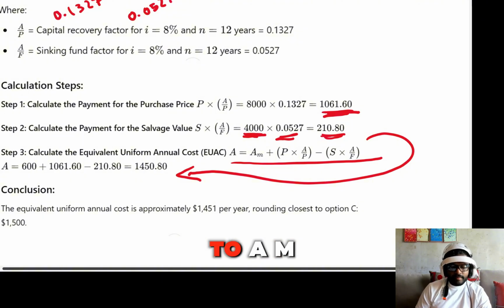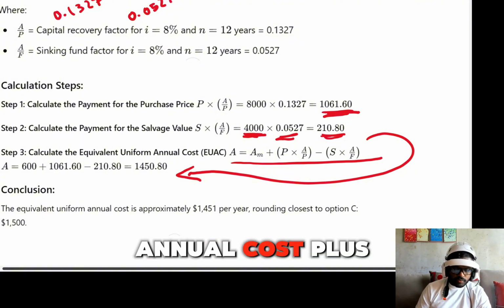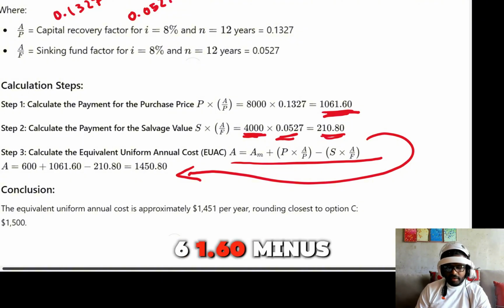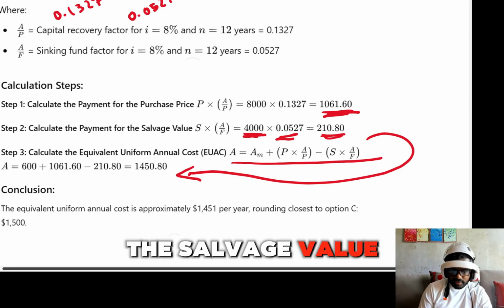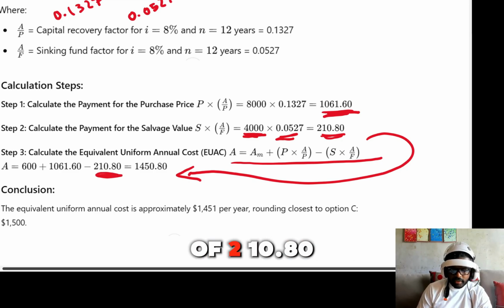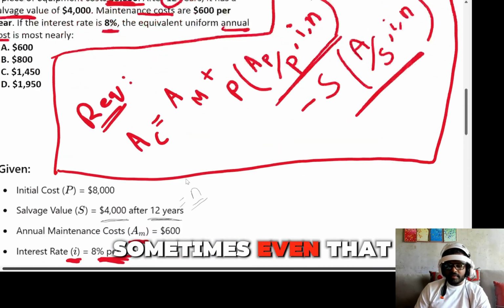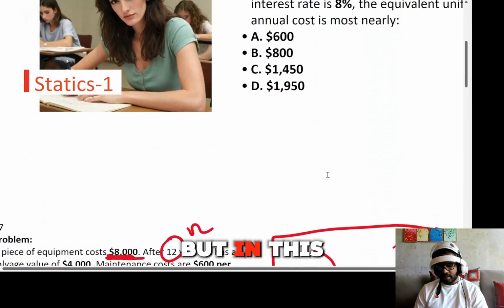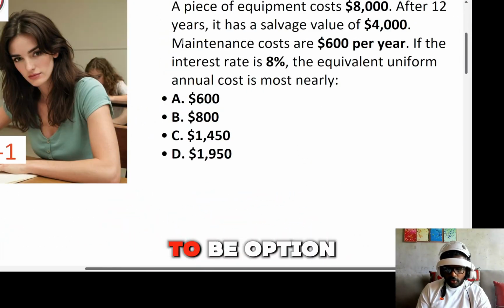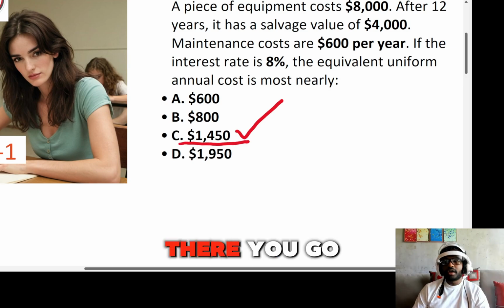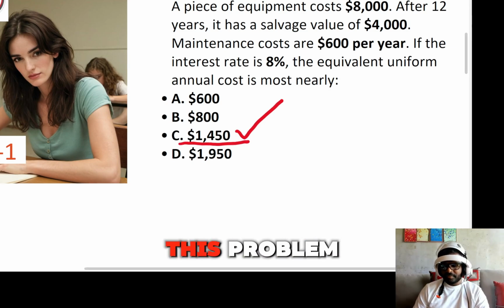A is equal to AM, that is 600 annual cost, plus 1061.60 minus the annual salvage value of $210.80. And that is going to give you 1450.80. Now 1450 is very close to 1500, so sometimes even that can be given as one of the options. But in this particular case, this is going to be option C. There you go, guys. That is how you solve this problem.